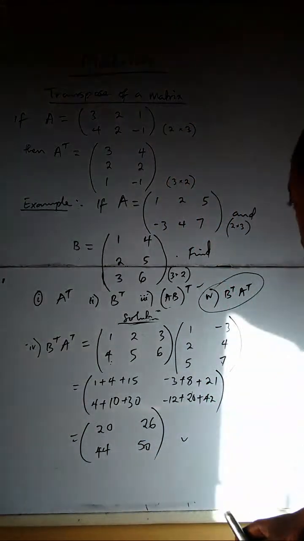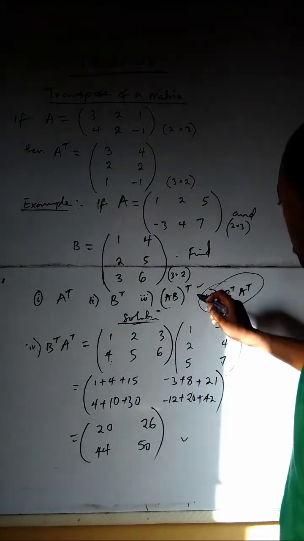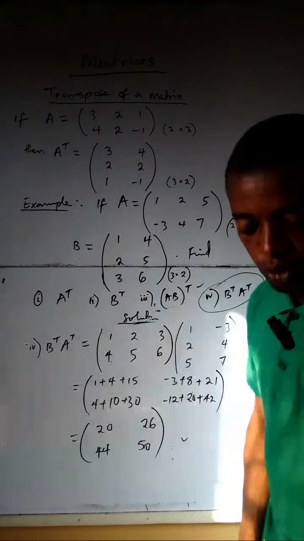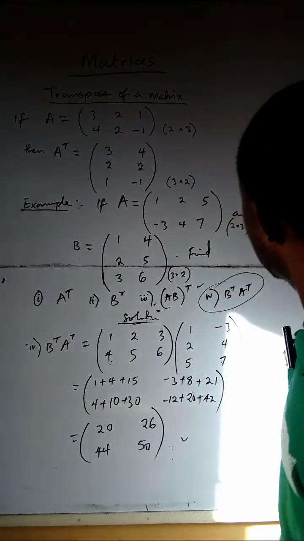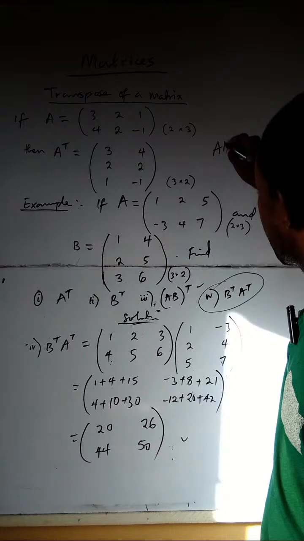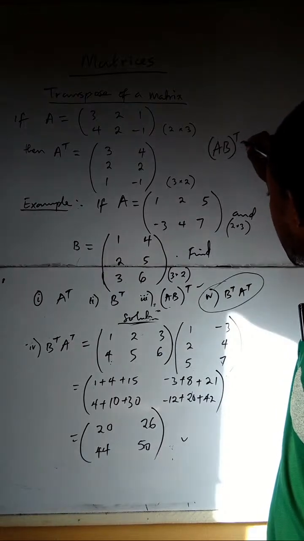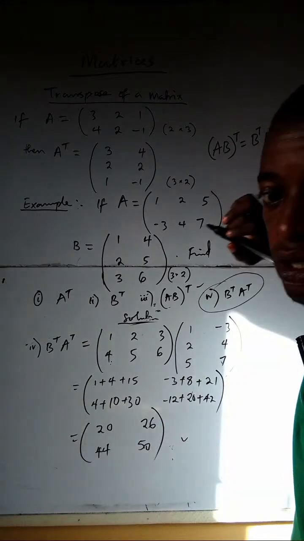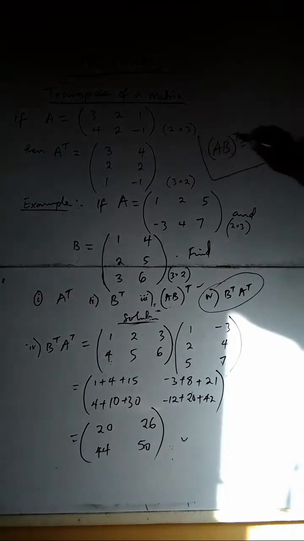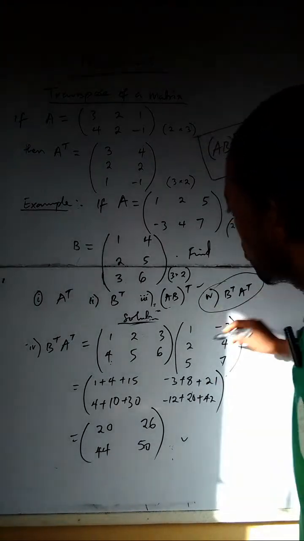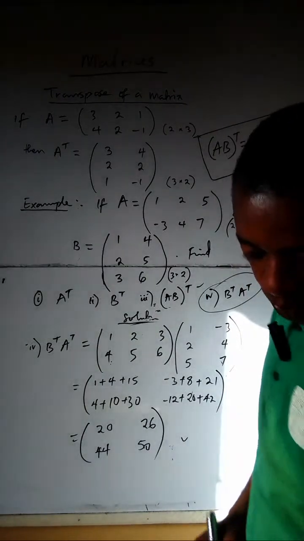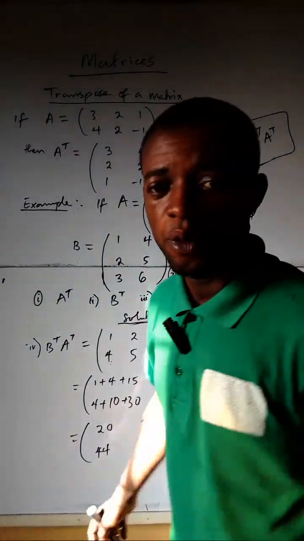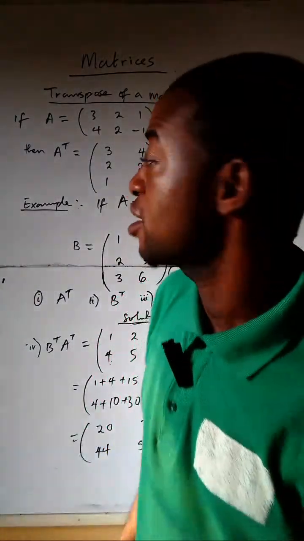Now we can deduce from here that the result we have in number 3, I discover is the same as what we have in number 4. So we can deduce that A times B transpose is the same thing as B transpose times A transpose in matrix. So this we deduce based on the results we have, which are the same. So that is transpose of a matrix.